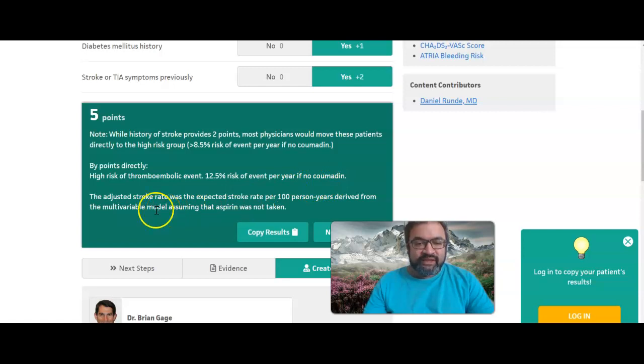And then the adjusted stroke rate was the expected stroke rate per 100 person years derived from the multivariable model, assuming that aspirin wasn't taken. So these are all the different options and statistical sort of background that you can build on. Let's take a look back.